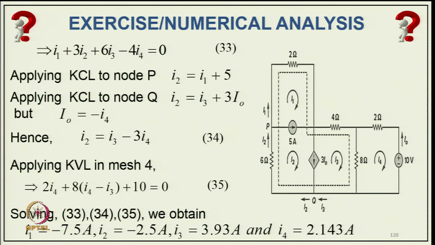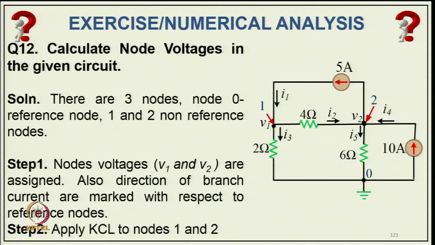and apply Kirchhoff's voltage law in mesh 4 typically here. So, 2 I 4 plus 8 (I 4 minus I 2) plus 10 equal to 0. So, solving these equations, you will get I 1 equal to minus 7.5, I 2 equal to minus 2.5, I 3 equal to 3.93 and I 4 equal to 2.143.